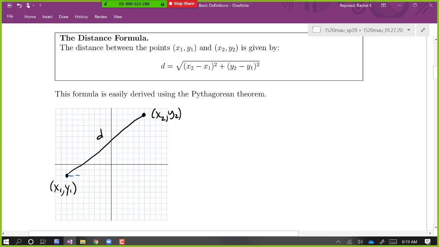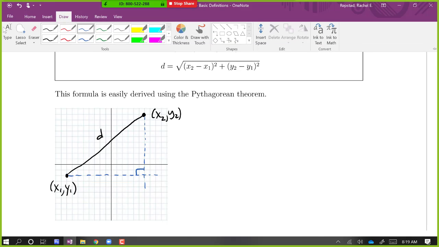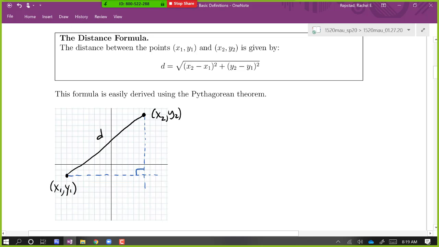So I'm going to draw this horizontal line going straight out this way. I'm going to draw this vertical line going straight down. One is perfectly horizontal, one is perfectly vertical. That means that where they meet here is a right angle. And so what we've constructed now is a right triangle. What we need to figure out first is, what are the coordinates of this point in the corner where those two perpendiculars meet?